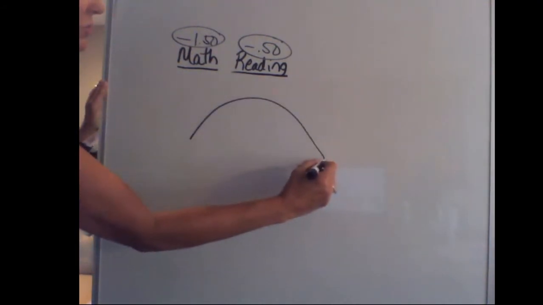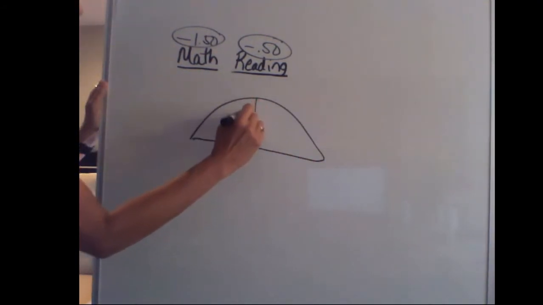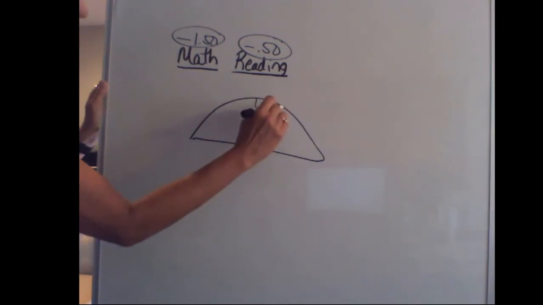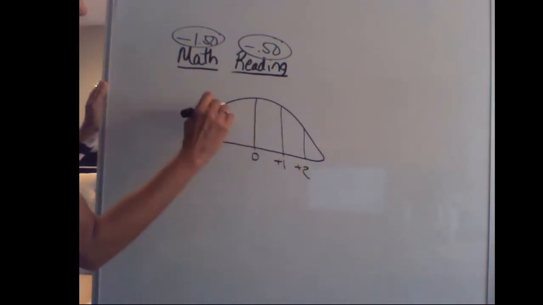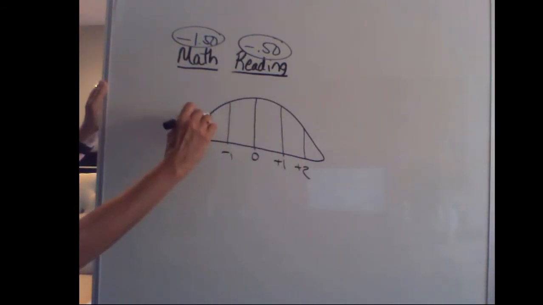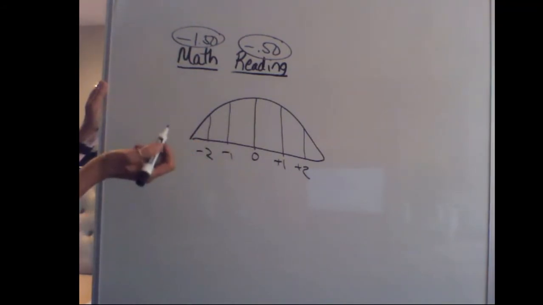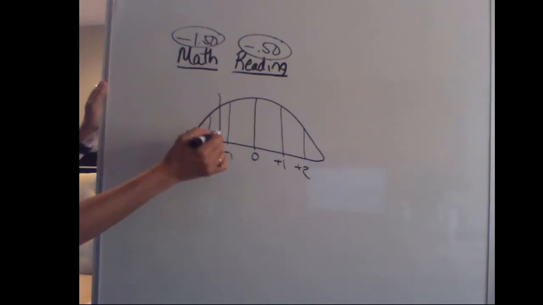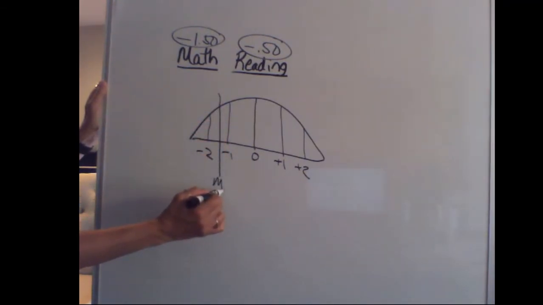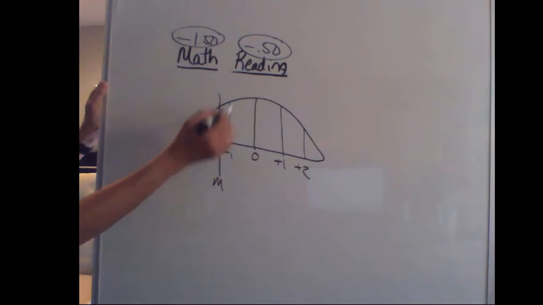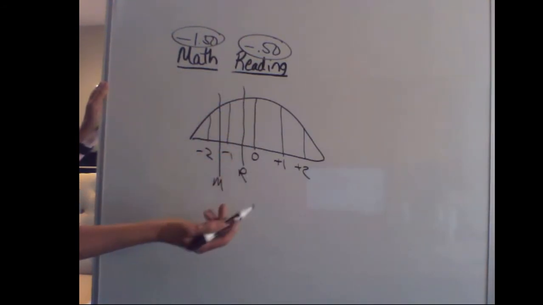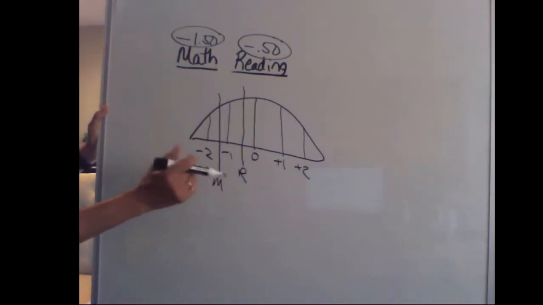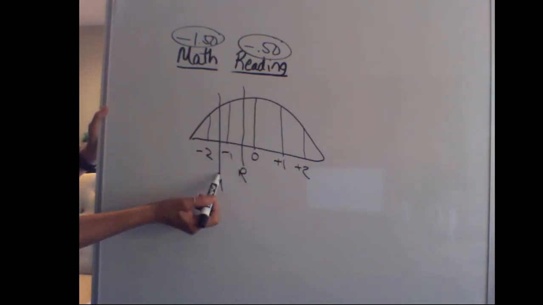I have my normal distribution. Put a 0 in the middle, and 1 standard deviation, and 2, and minus 1, and minus 2. All right, so the math score is a negative 1.5, so it's right in the middle of minus 1 and minus 2. Put an M here for math. The reading score is a negative 0.5, so right there for reading. All right, so clearly Jessie did better in reading than in math.